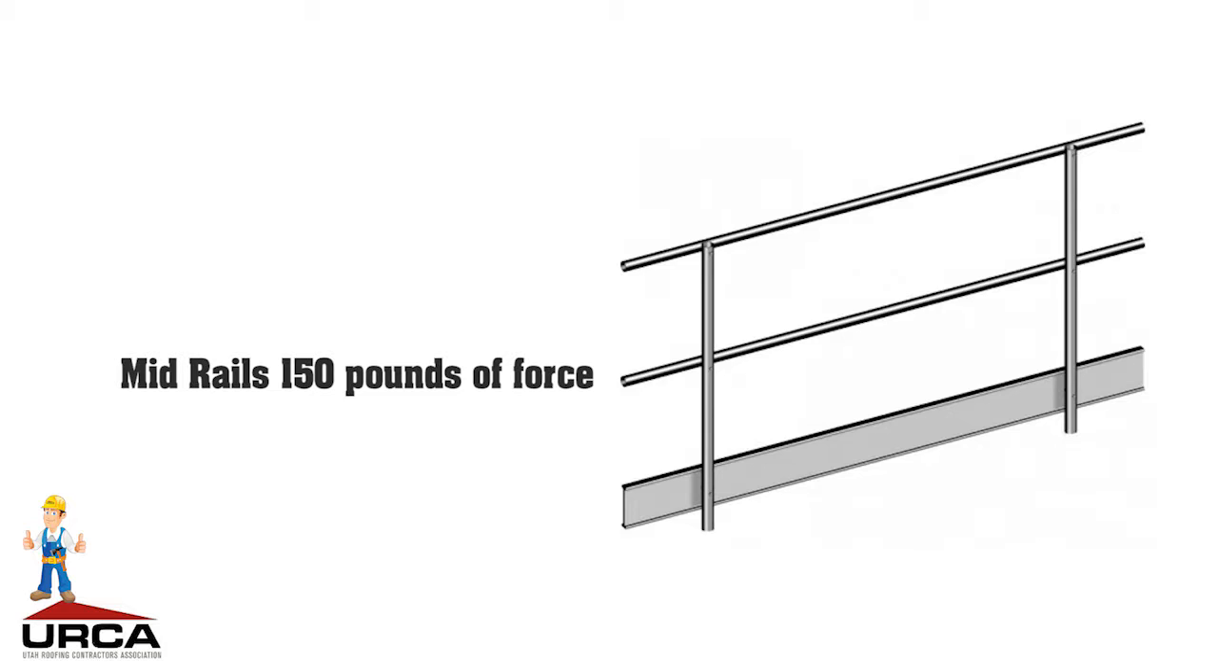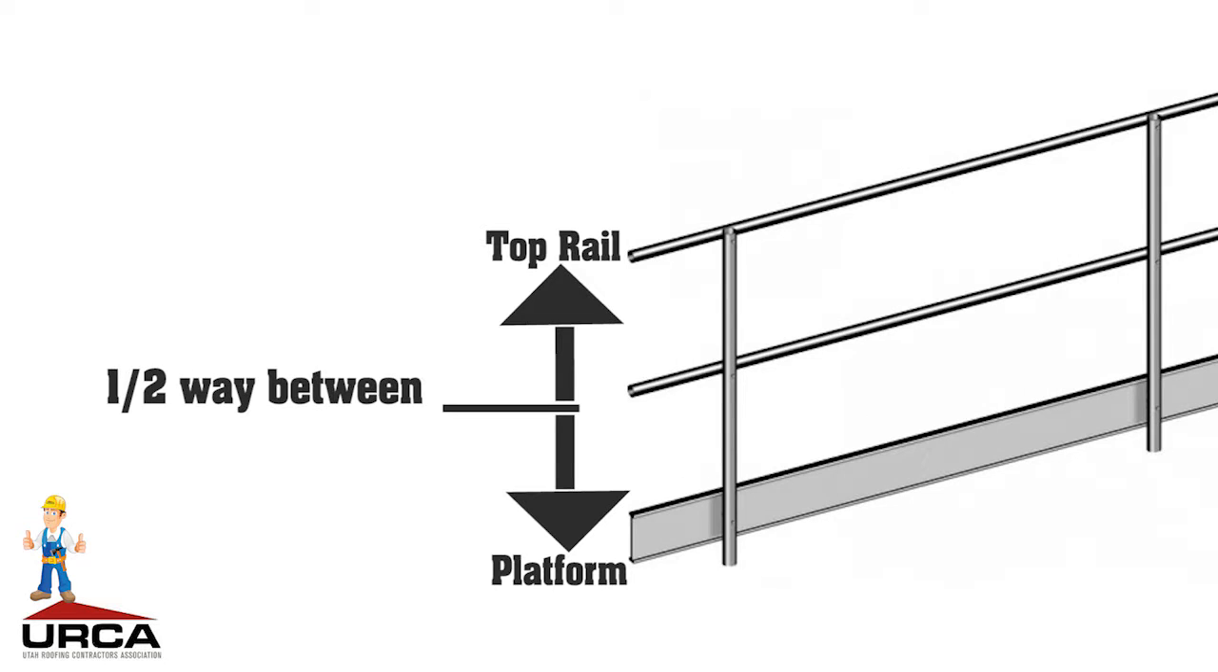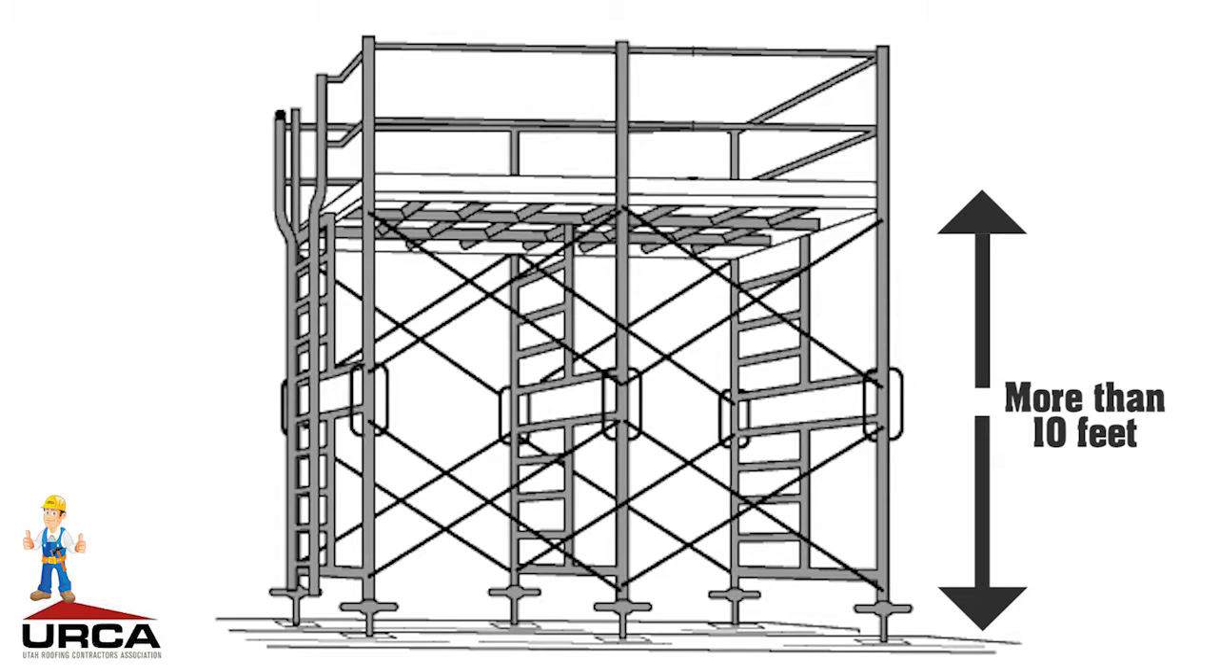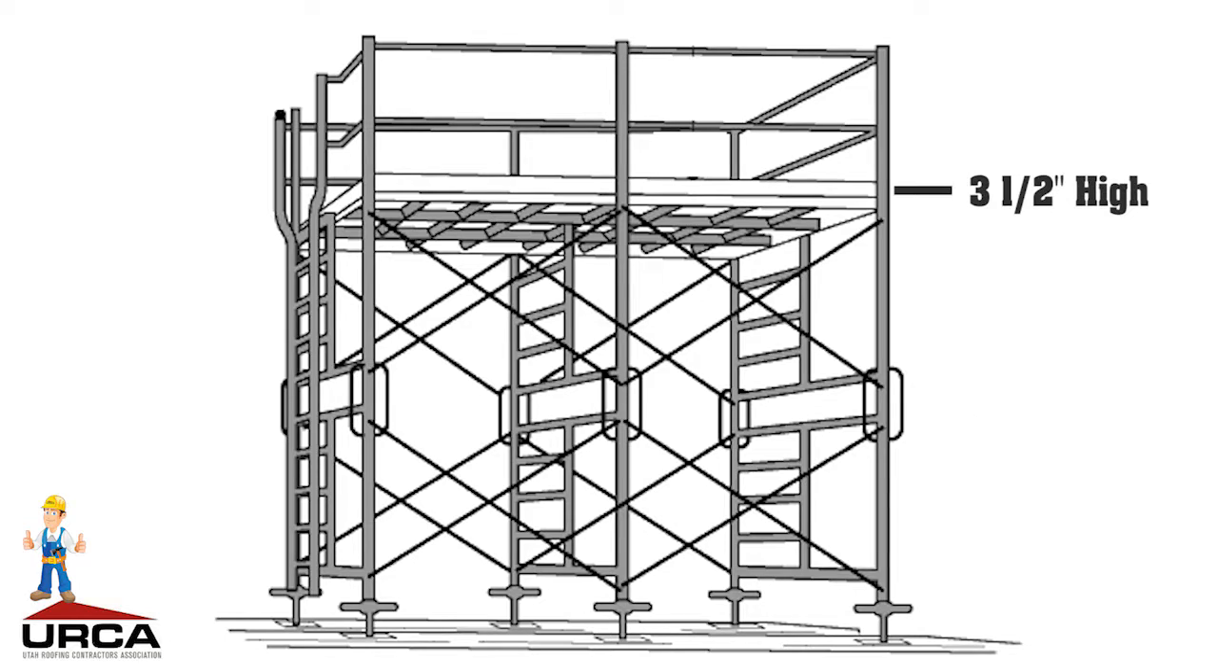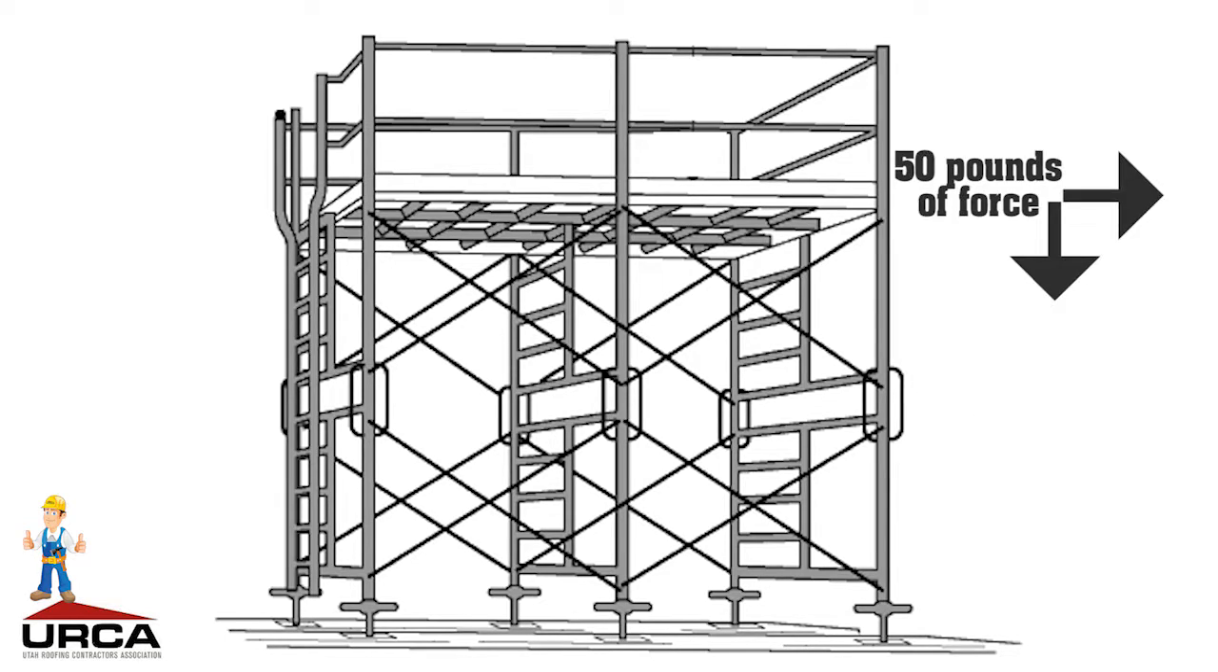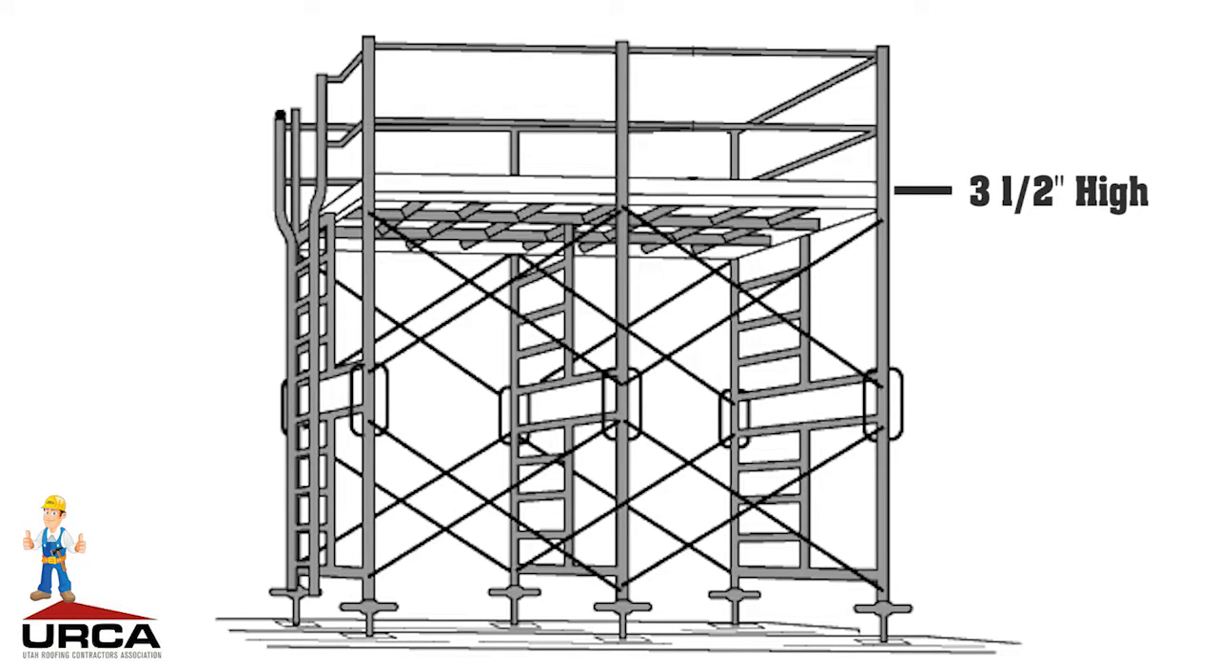Mid-rails must be able to withstand 150 pounds of force either downward or horizontally at any point along its top edge. A mid-rail height should be halfway between top rail and platform. Scaffolds above 10 feet in height from a surface should have toe boards to keep debris or objects from falling and hurting workers below. Toe boards should be at least 3.5 inches high on all open sides. A toe board must be able to withstand 50 pounds of force in any downward or horizontal direction. It must be 3.5 inches high from the walking or working surface.